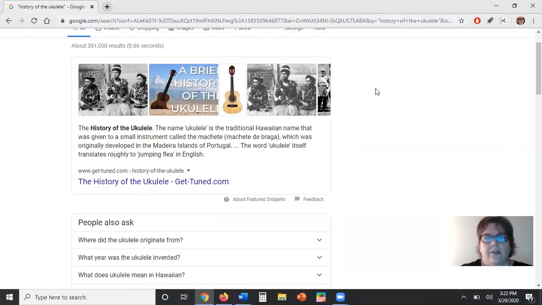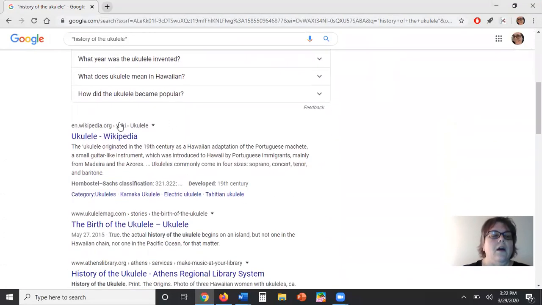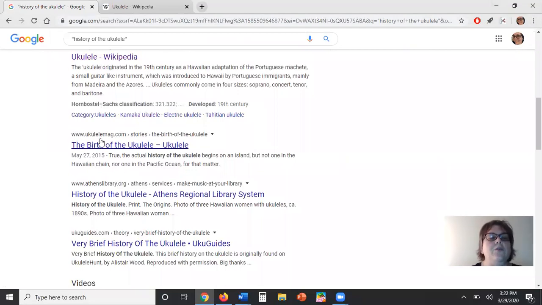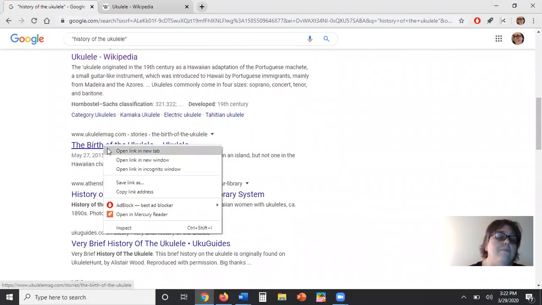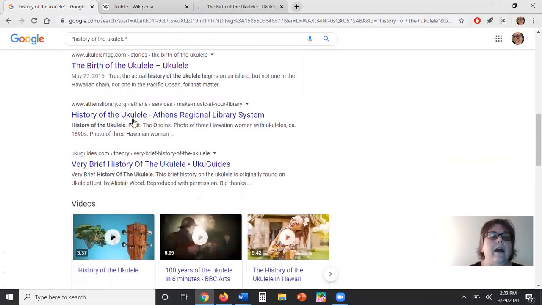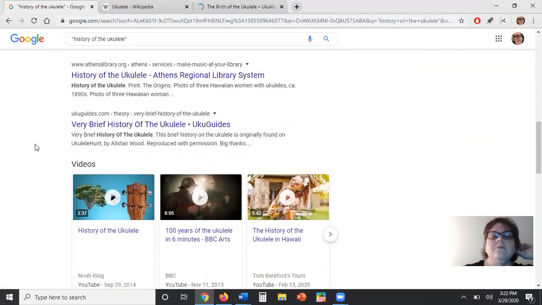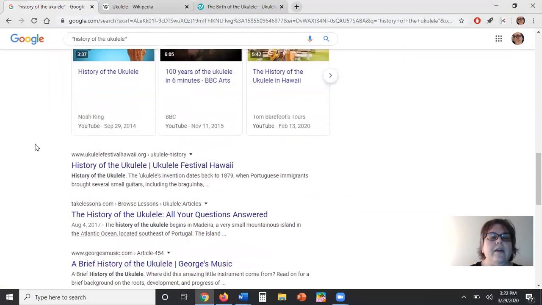And I'm just going to take a scroll down here. There's Wikipedia again. I'm going to right click on the Wikipedia ukulele page, because I'm going to go back to it in a minute. You've got the Ukulele Mag. I'm curious, as somebody who loves the ukulele now, I want to see what this magazine looks like. I don't know who this library is. Athens Regional Library. I'm guessing Athens, Georgia, maybe? History of the ukulele. There's a ukulele festival in Hawaii. That sounds interesting, intriguing.